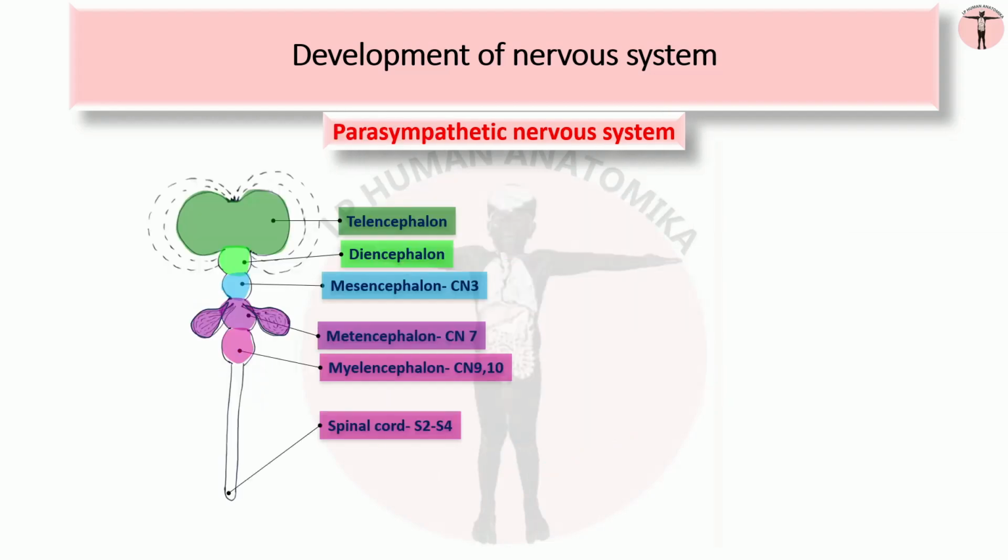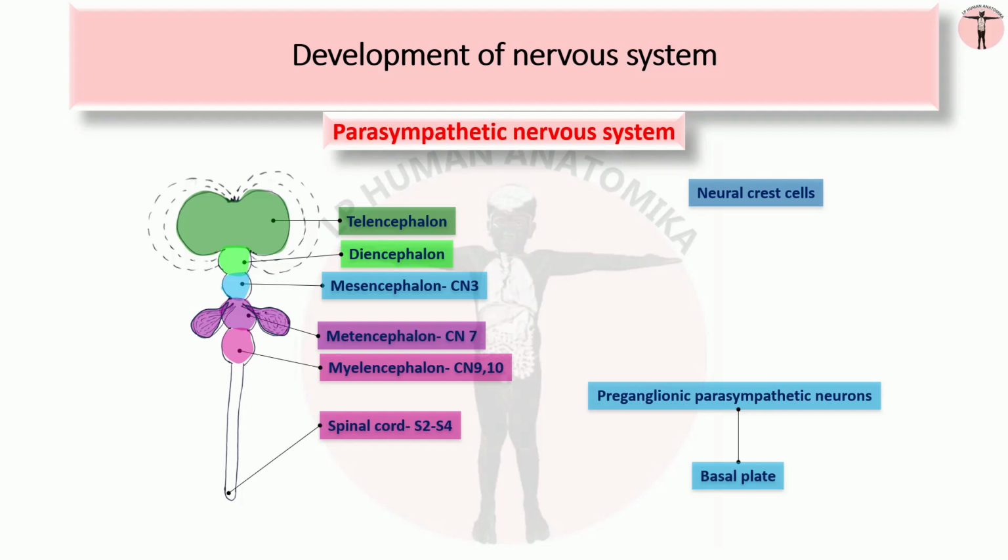The parasympathetic nervous system originates from the basal plate of the neural tube and the neural crest cells similar to that of sympathetic system. The basal plate of the neural tube gives rise to preganglionic parasympathetic neurons present within the nuclei of cranial nerve 3 in the midbrain, cranial nerve 7 in pons, cranial nerve 9-10 in medulla, and spinal cord at the level of 2nd to 4th sacral spinal segments.